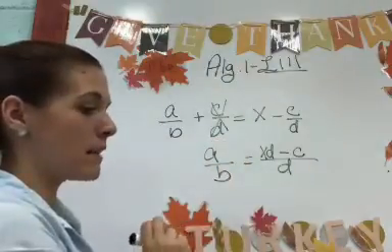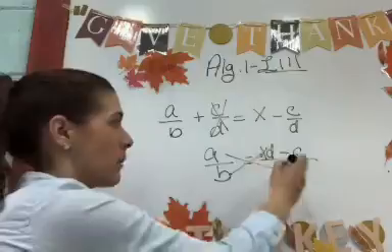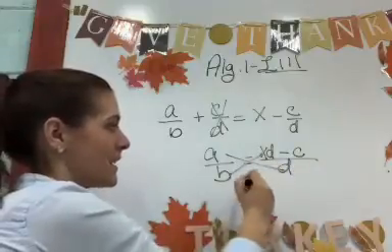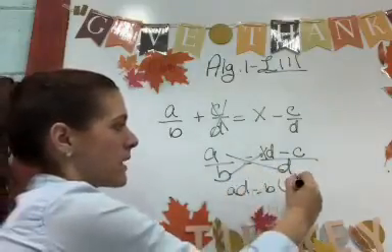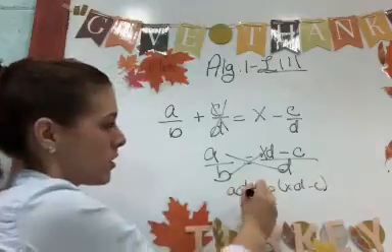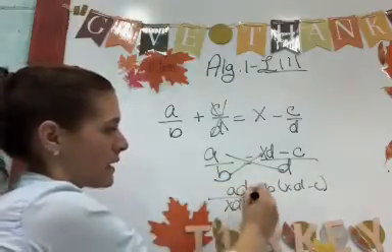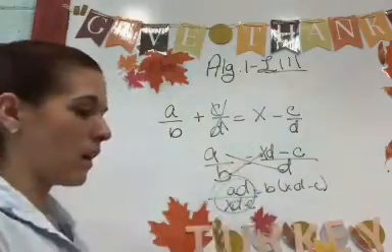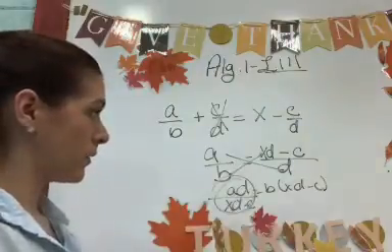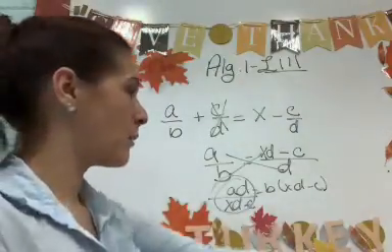We want B by itself, so I'm going to crisscross and multiply. It's going to be AD equals B times XD minus C. So you just divide XD minus C. And there is your answer. Okay, look at number 3.